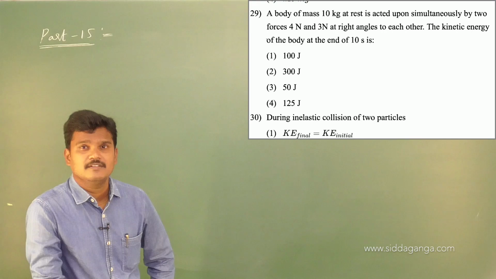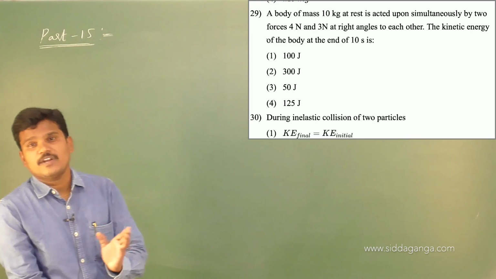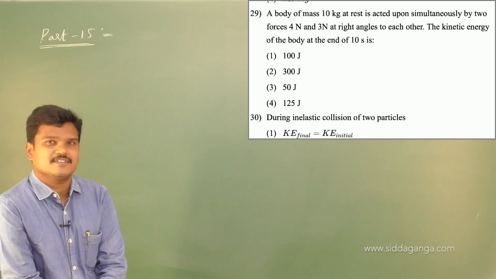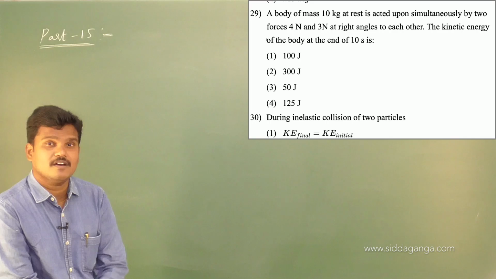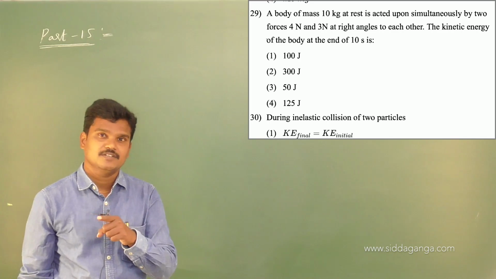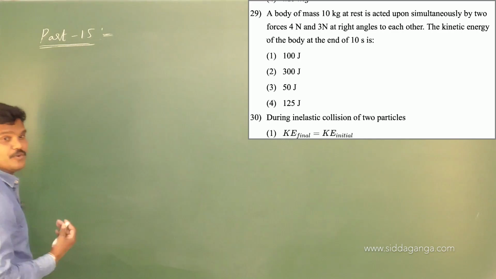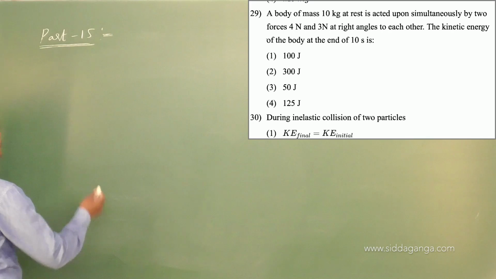How to get the v? V means we have to find the velocity of the body after 10 seconds. Velocity of the body after 10 seconds. So, see how I am going to extend this problem.